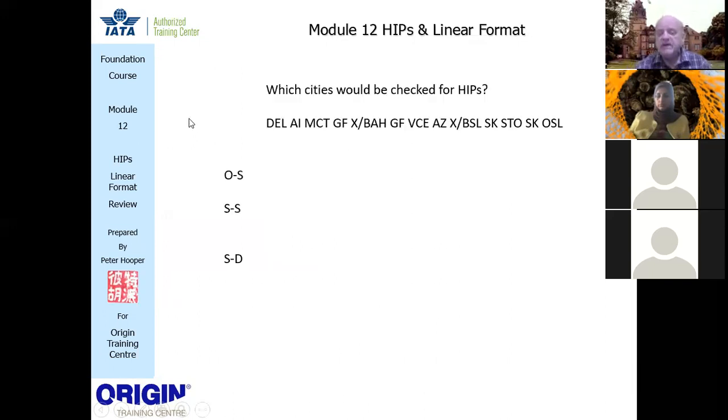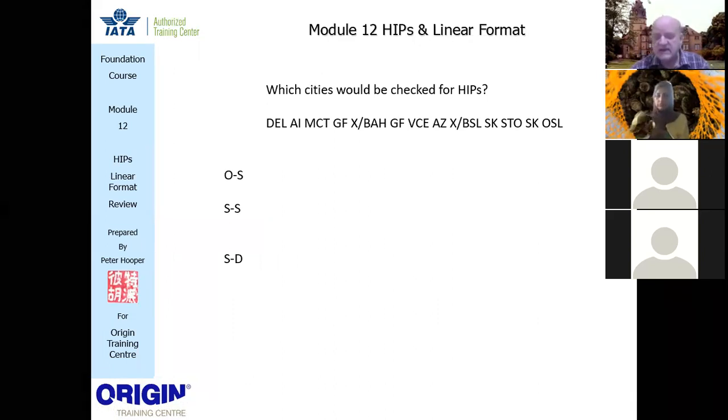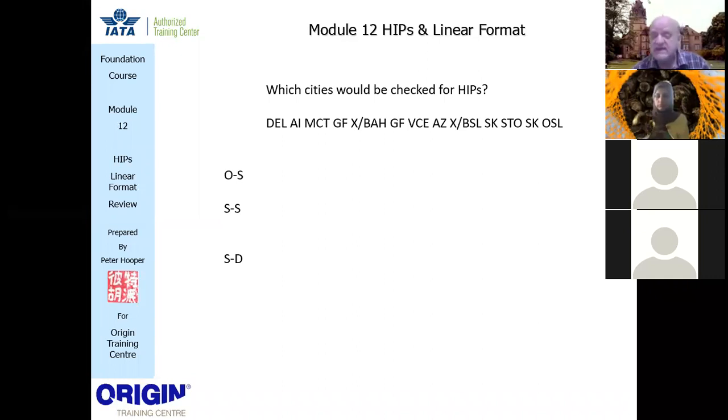Okay, you might need a pen and paper for this. We're going to go Delhi to MCT. Where's MCT? Muscat, in Oman. Bahrain. VCE. Where's VCE? Venice, in Italy, yes. BSL, Basel, in Switzerland. STO, Stockholm. Right.